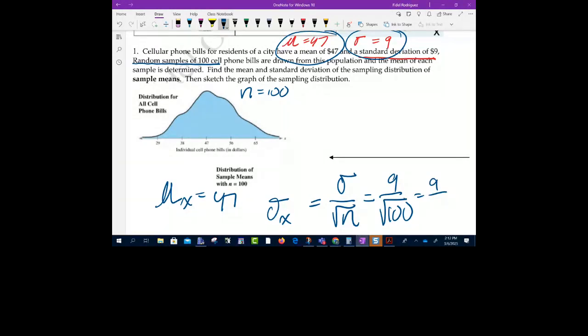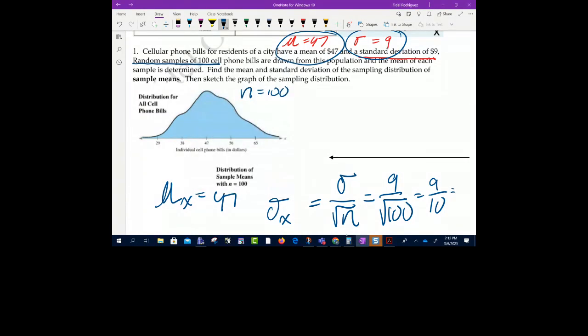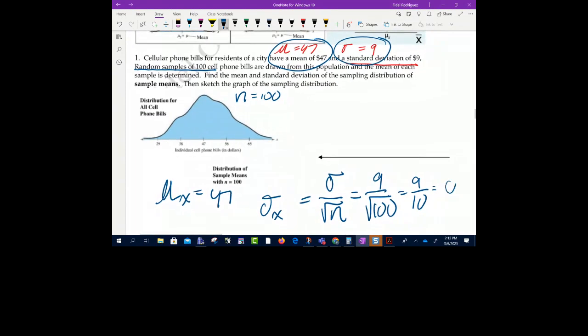Okay. Question. Anybody know what the square root of 100 is? What times what gives you 100? Same number twice. 10, right? Good. Look, y'all, if you take your calculator and say, hey, what's 9 divided by 10? Boom, 0.9.